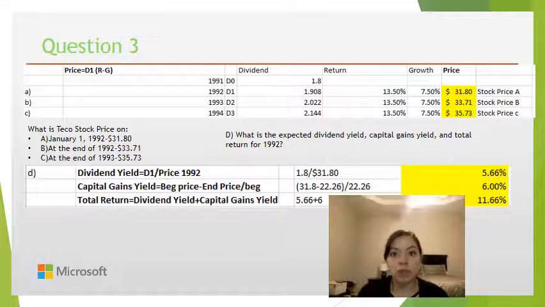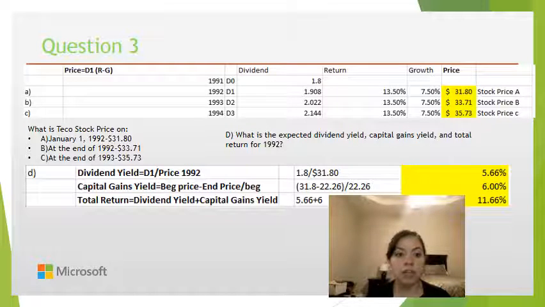Question 3 is asking for the stock price. In order to get the price, we have to take the dividend divided by the return minus the growth. So for parts A, B, and C in question 3, the stock price for A came out to $31.80. For stock B, it came out to $33.71. And for stock C, it came out to $35.73.